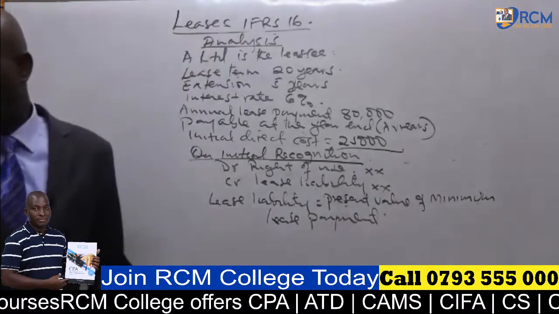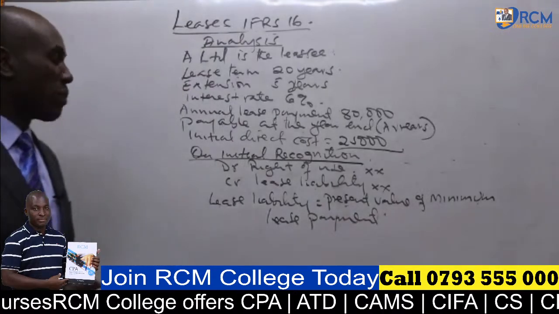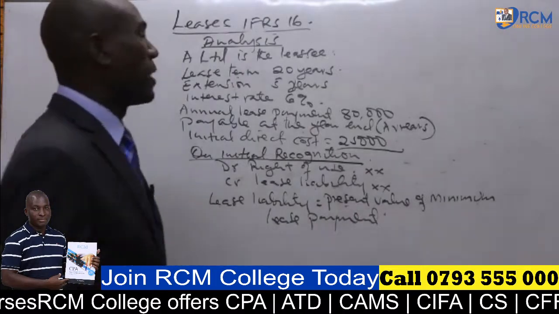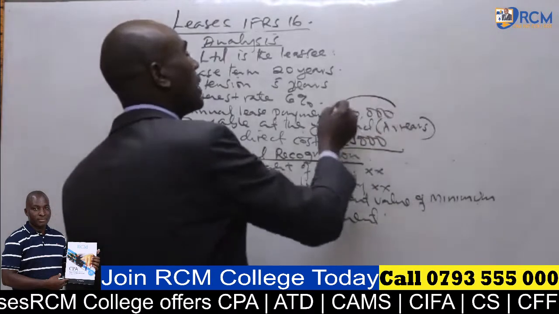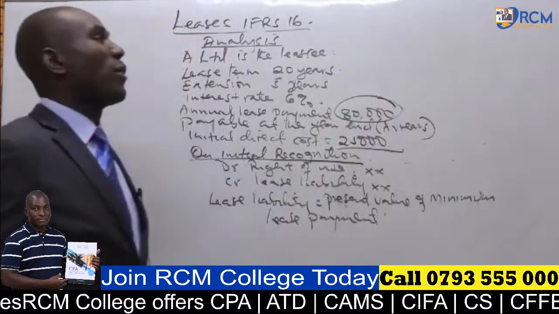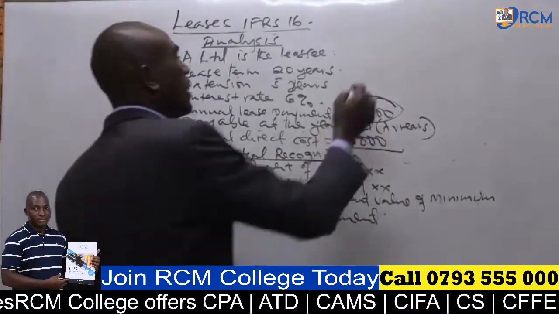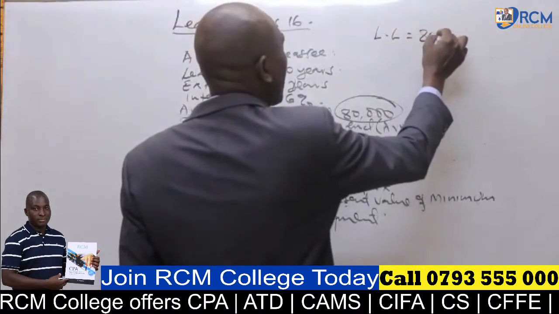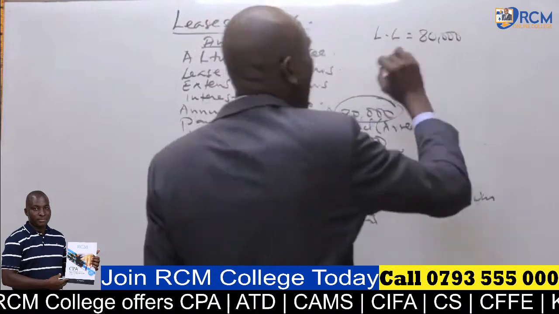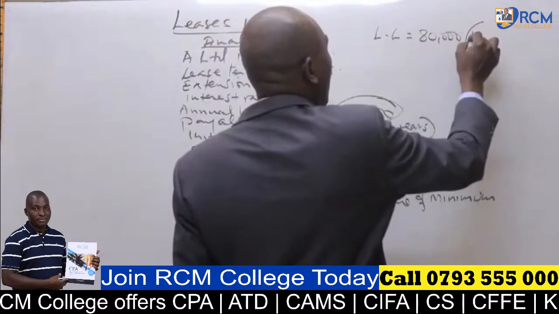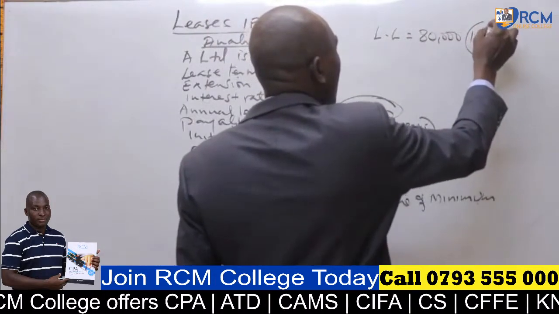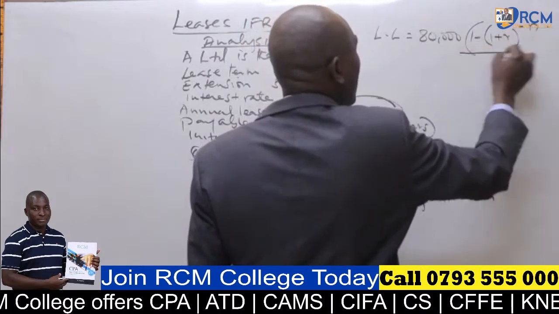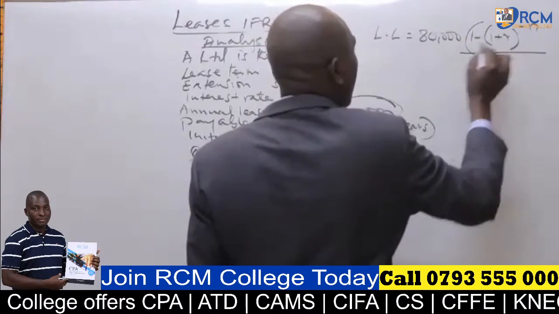Present value of the minimum lease payment. How do I get the present value of minimum lease payment? I discount whatever I'm paying annually to the present value. Therefore, lease liability equals 80,000, that is what I'm paying annually in the initial term, times 1 minus (1 plus R) raised to negative N, divided by R.